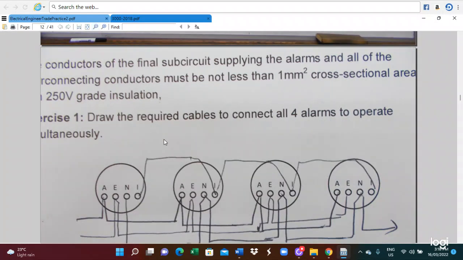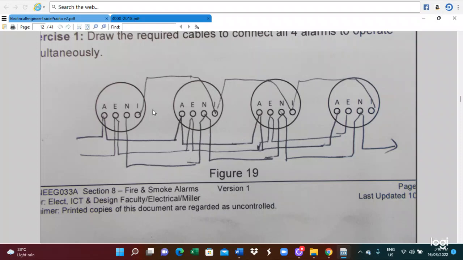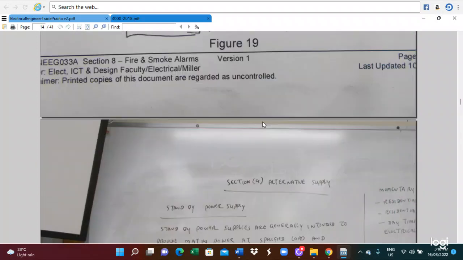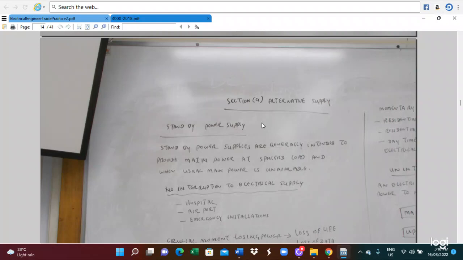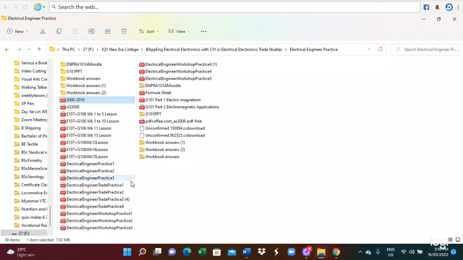The conductor of the final sub-circuit is supplying the alarm. So this is about the final sub-circuit, smoke detector connection, electrical circuit connection. We can connect that. At this stage, the electrical engineer trade installs the smoke detector system. So I explained about the smoke detector system today. Then we also talk about the electrical engineer workshop like this.